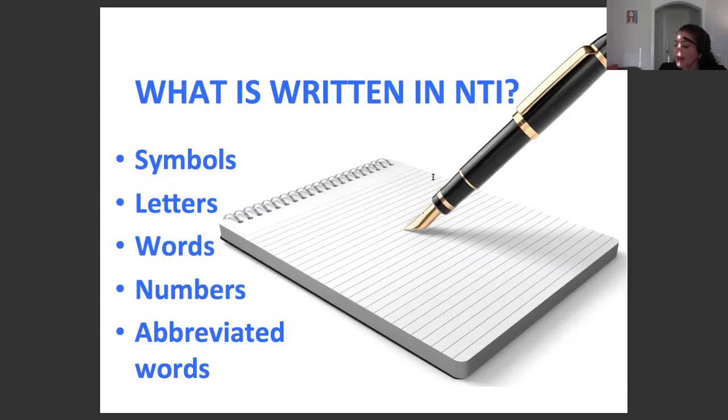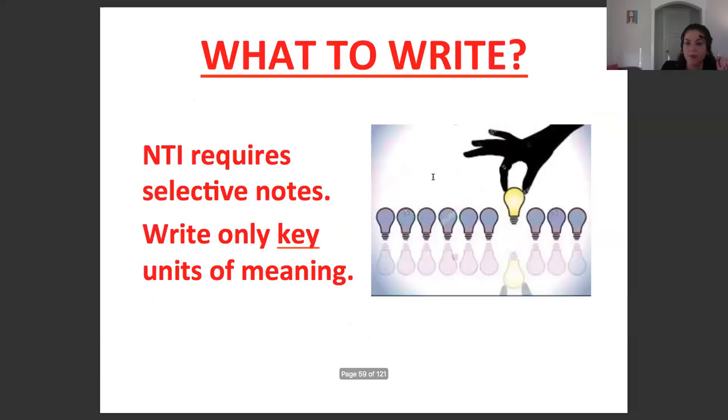So when you look at the page of an interpreter who's taken notes and has a good note-taking system, you're going to find symbols. Like, for example, there's an I here. You're going to find some letters. You're going to find some abbreviations. You're going to find some numbers, full words, okay? So it's a very flexible system. Don't think I can only write down symbols, okay? These are all the things you're going to find on the page.